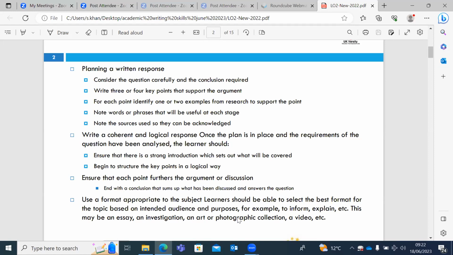You need to look at using a format which is appropriate to the subject. So learners should be able to select the best format for the topic based on the intended audience and purposes, for example, to inform, to explain, etc. This may be an essay, an investigation, an art or photographic collection. So it could be any form of work.